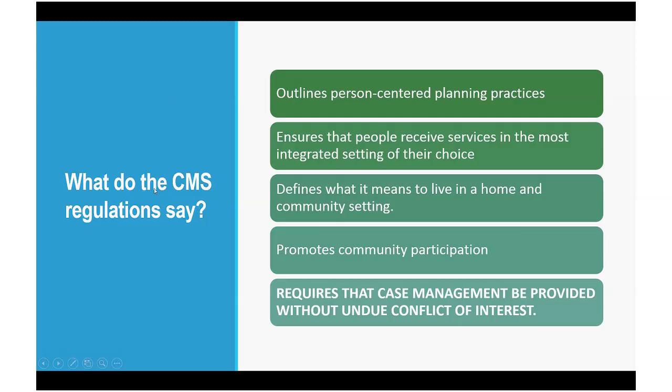This means bringing people together who know a person really well and finding out what that person wants from their life, and that they're at the center of that decision-making process. They also ensure that people receive services in the most integrated setting and that it's of their choice. The rules also define what it means to live in a home and community setting. They also encourage community participation. And lastly, and this is what we're going to be talking about today, they talk about case management being provided without any undue conflict of interest. So we're going to talk more about what that means.